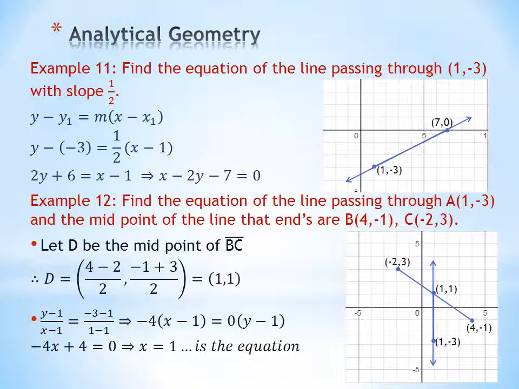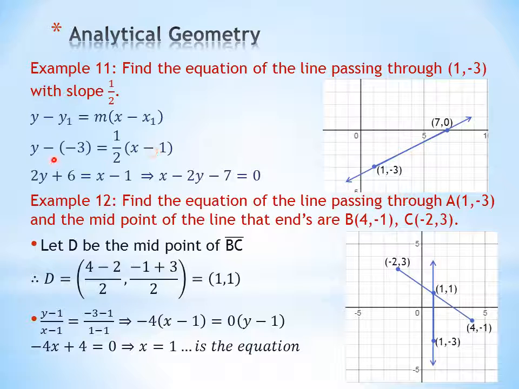Now in example 11, find the equation of the line passing through the point (1, -3) with slope 1/2. Here we just have one point, but we have the slope. So if you remember, the formula of two points has x minus x1 under y minus y1. But since we have the slope, we use one point, x and y, with the slope directly. So y minus negative 3 equals 1/2 multiplied by x minus 1.